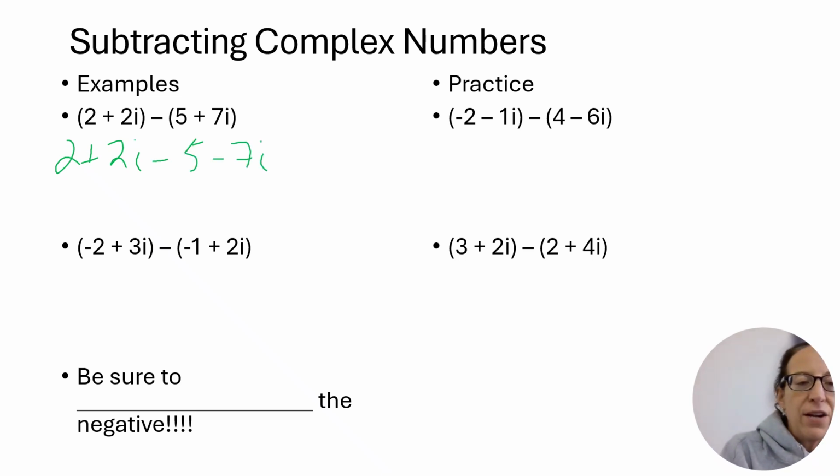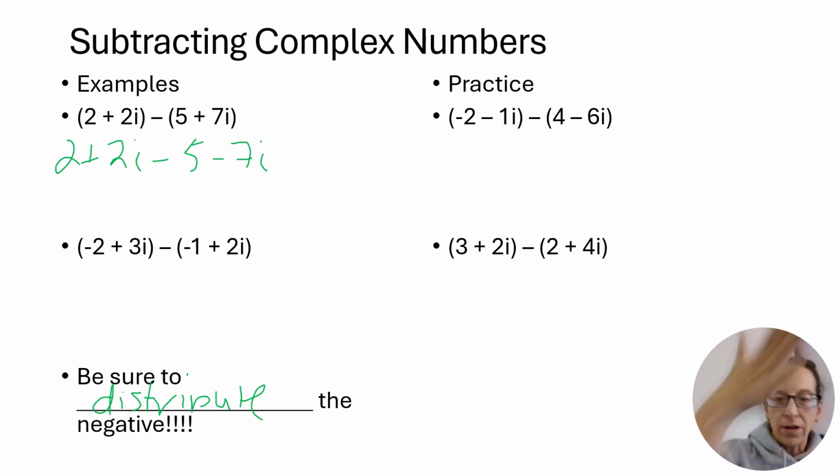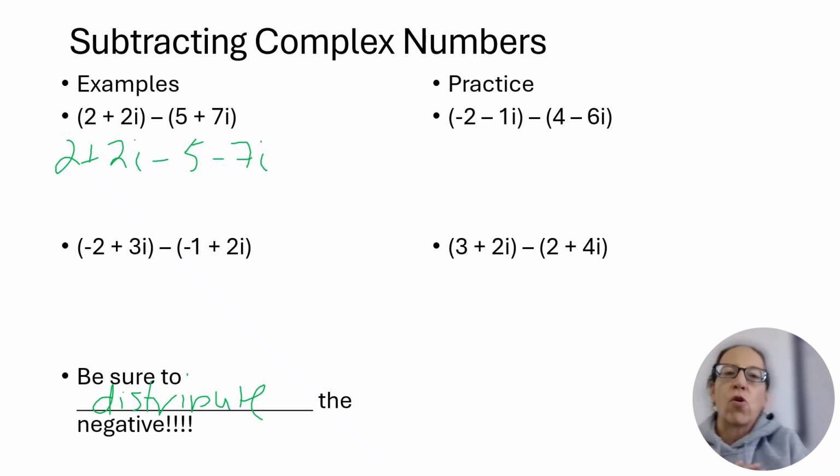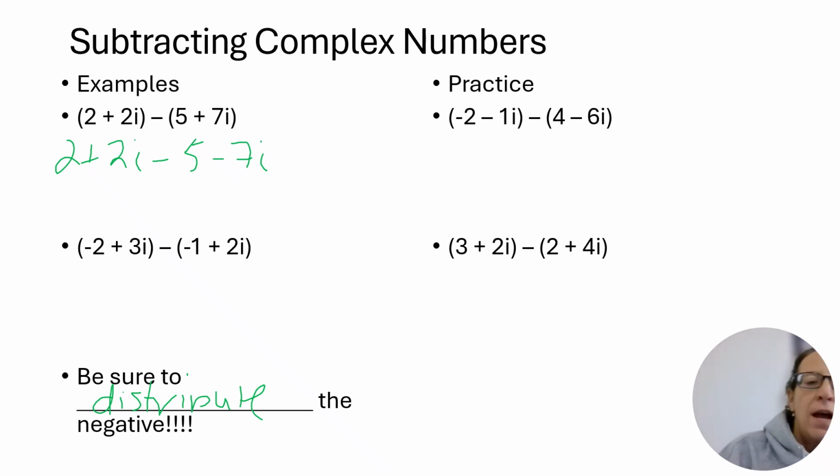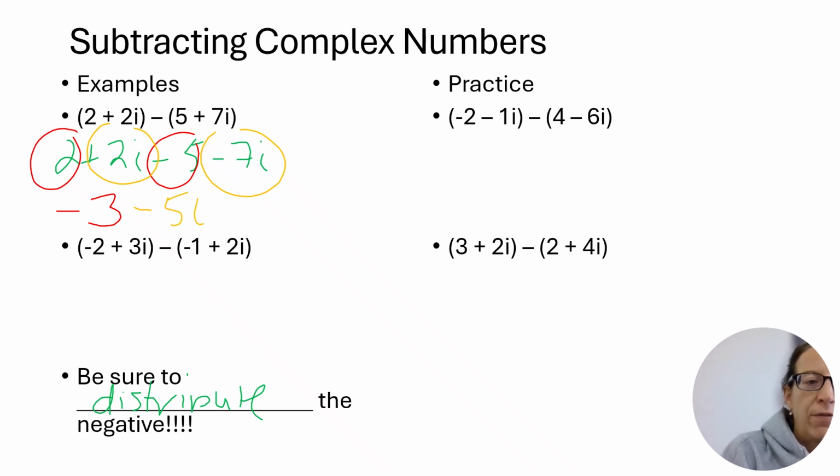So right here down at the bottom, make sure to distribute the negative. Make sure that that negative gets distributed all the way through. If you want to think of it as a negative 1 that's being multiplied, and you're going to multiply that negative 1 through, that's a totally fine, good way to think about it. Then it's just like an adding problem. So we have 2 minus 5, which is negative 3, and 2i minus 7i, which is negative 5i.